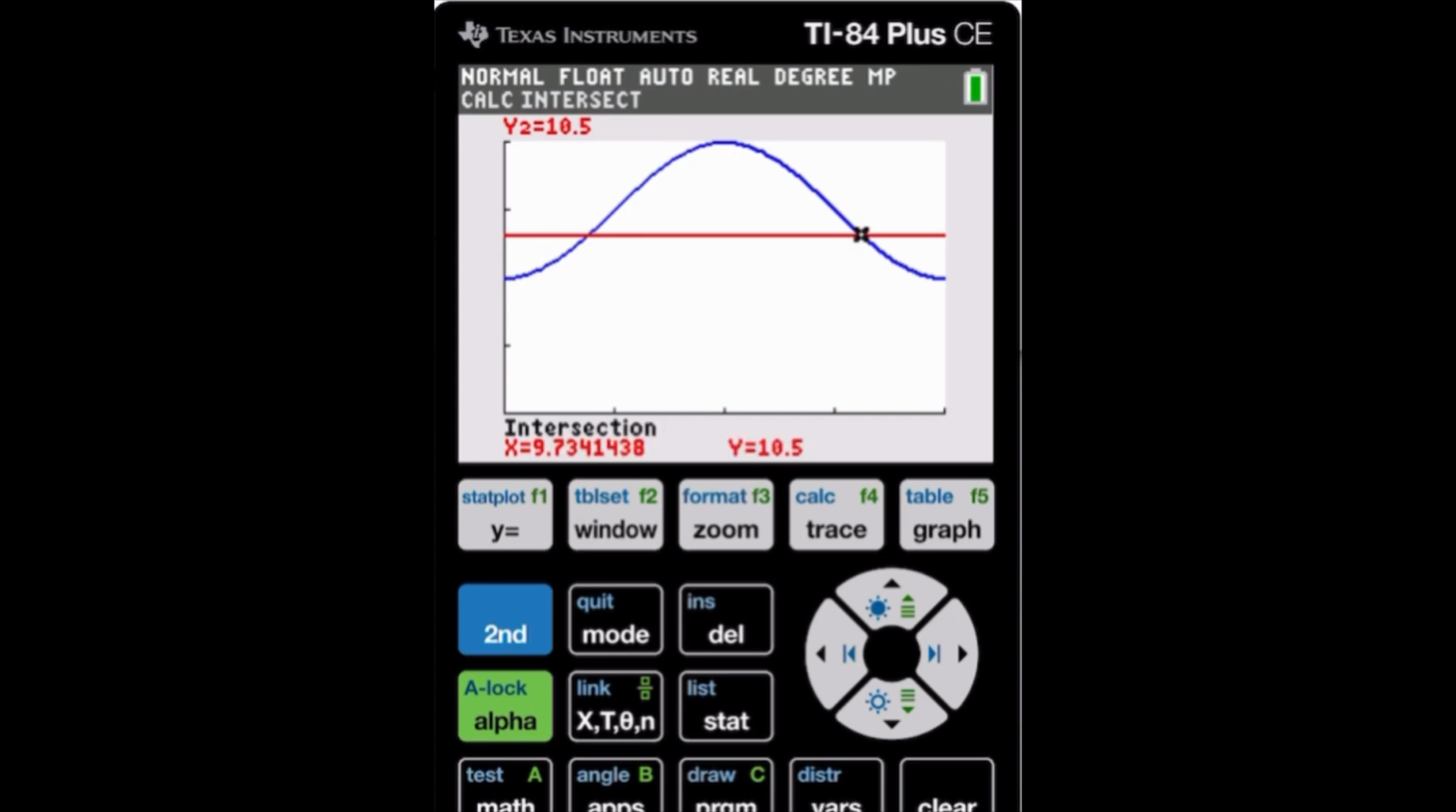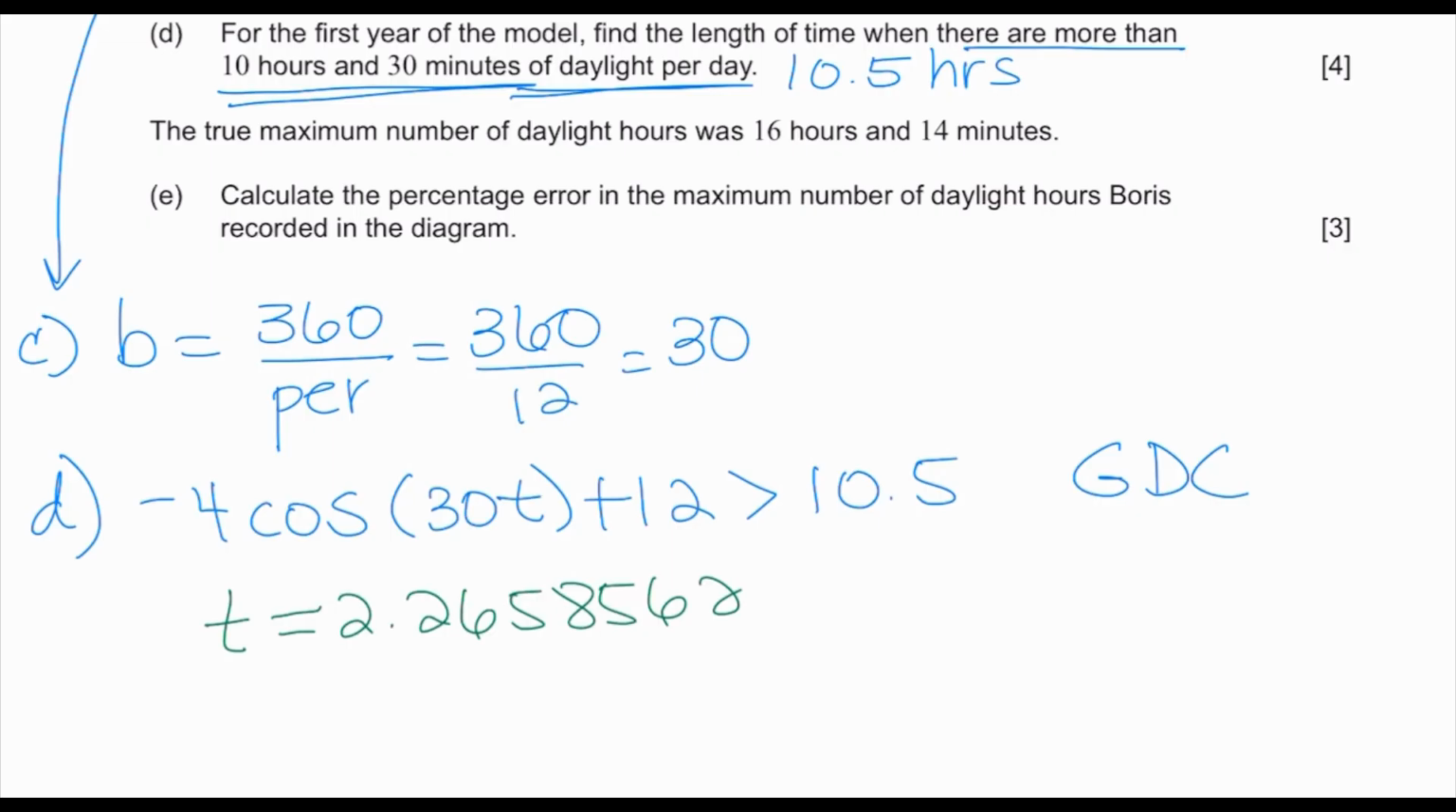So now I'm going to go ahead and write down this second point of intersection, which is 9.73411438. So that's basically time 1. Then at time 2, it's going to be 9.73411438. This is from the calculator.